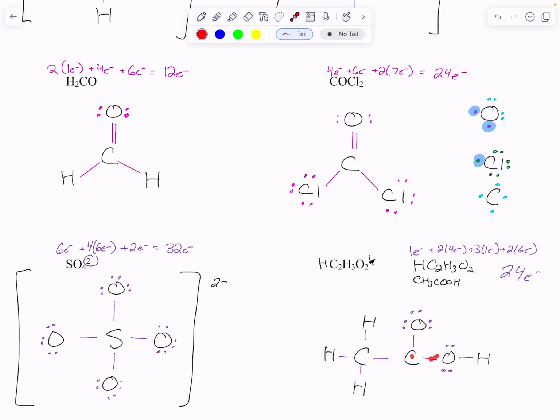Carbon here, 2, 4, 6, no, not enough. So what do we have to do? Make a double bond, don't we? We have to make a double bond. Now it works out. Now there is actually more than one way to do this with acetic acid. So I'm telling you that's the correct way. Go ahead on your own. Try to figure out a different way to bond these that works. That's kind of fun.